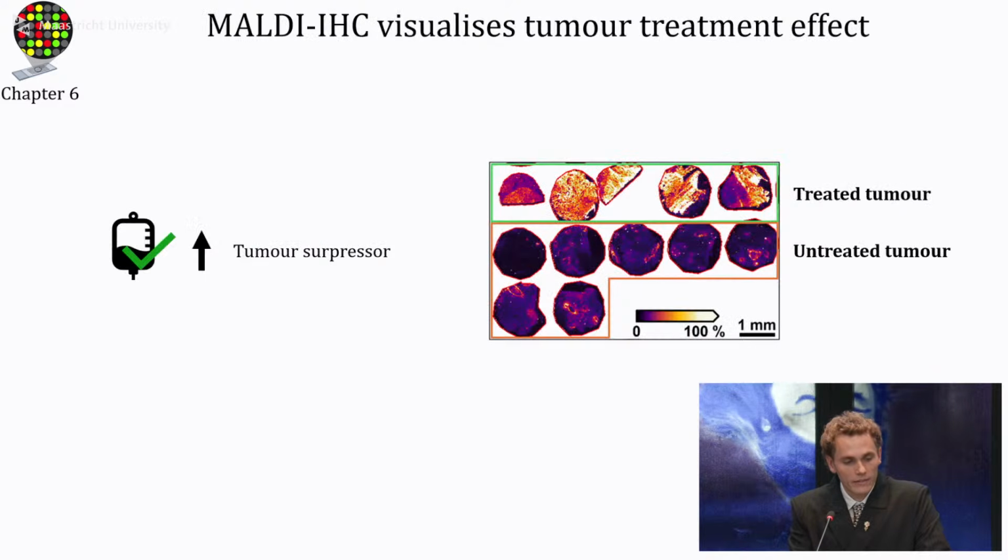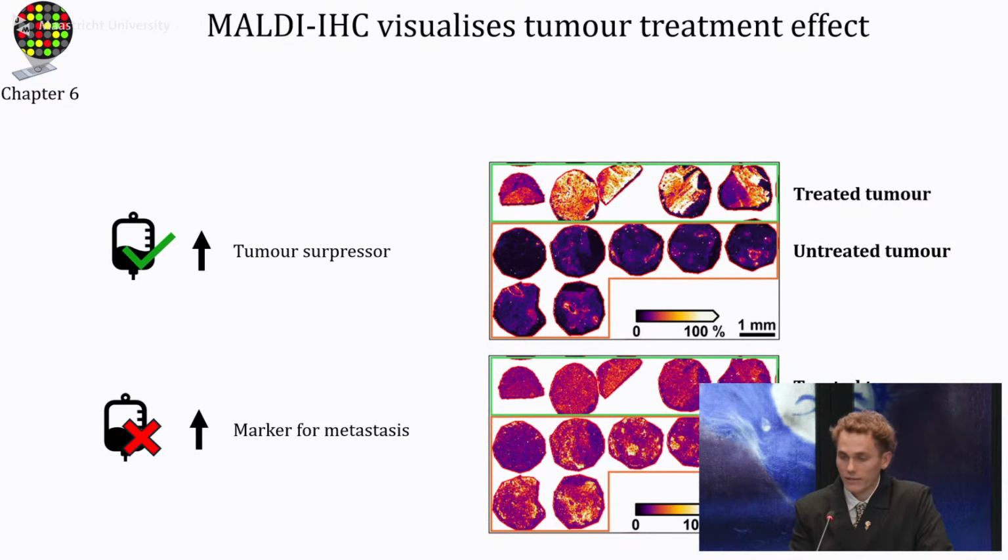I could also see that MALDI-IHC was actually able to visualize a tumor treatment effect. If we look at the top 5 tissues here, these are treated tumor tissues, and the bottom ones are untreated tumors. Here is a visualization of a tumor suppressor. In this case, you can see that the tumor suppressor is present very much in the treated tumor, which is what we want to see from a biological point of view, of course. And if we look at a marker for metastasis, on the other hand, this one is more present in the untreated tumor than in the treated tumor itself.